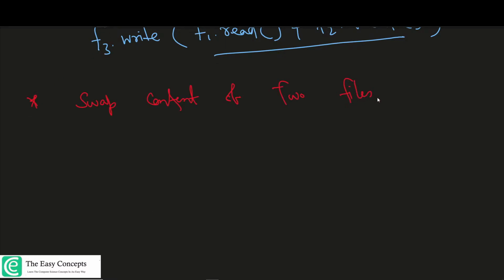So let's start by looking at the concept of swapping content of two files. Suppose you have two variables A and B with value 2 and 3. In Python you can basically do A, B = B, A and the content will be swapped. If you print these values after this, A will have 3 and B will have 2.